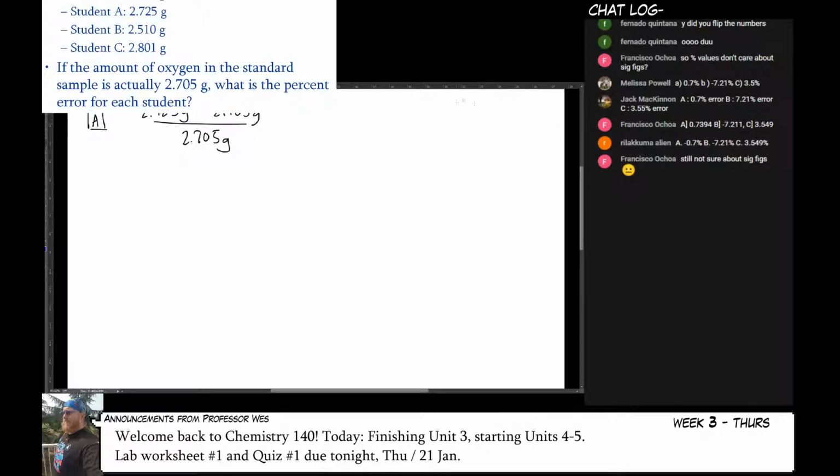All right, so let's do the subtraction. So there's the first one. So I'm going to subtract and get that. These both go to the thousandths place, so I'm going to report my answer to the thousandths place.